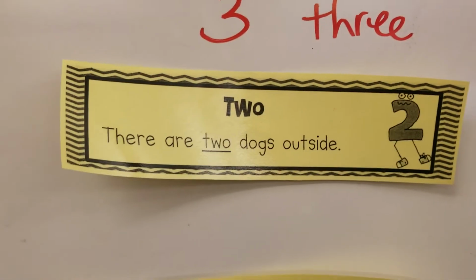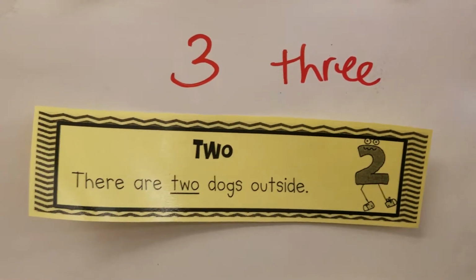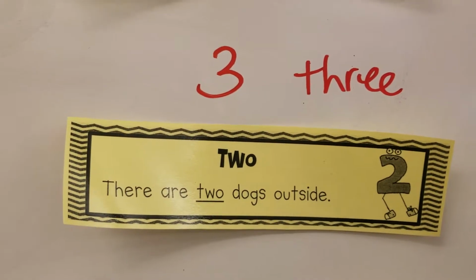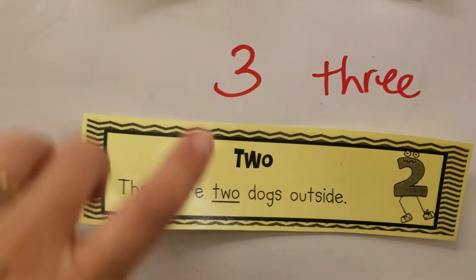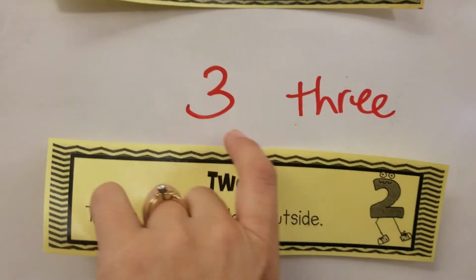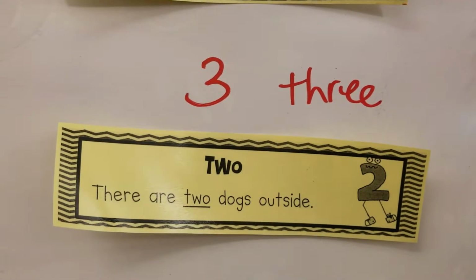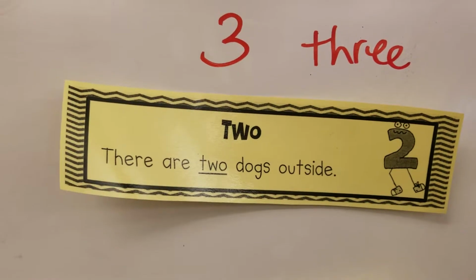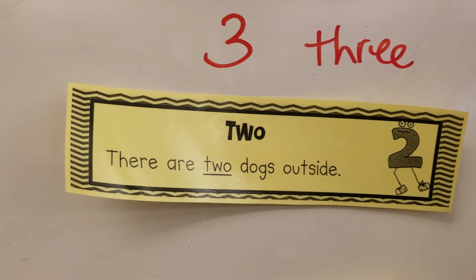T-W-O is a number, so the very easiest way to prove it is to use the number 2. I would underline it, and then I'd use the number 2. You don't have to write it out. Just write the number 2 and try it with your sentence. There are 2 dogs outside. Well, if that makes sense that you're talking about a number, then you can use T-W-O.